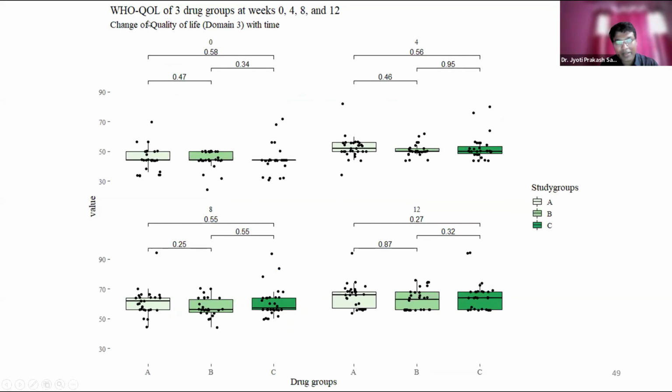This is the WHO quality of life for the same study, like week 0, week 4, 8 and 12, showing box and jitter plot. See the box and jitter plot. Most of the values lie here, so the box is represented as a single line.